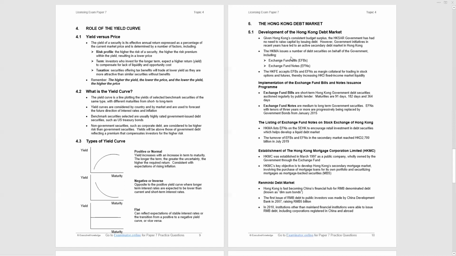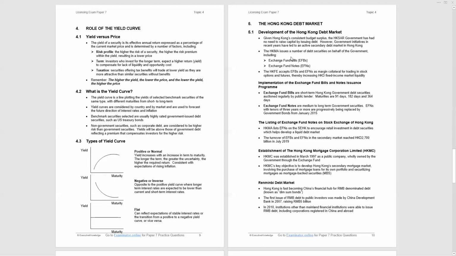So with the risk profile, the higher the risk of the security, the higher the risk premium, the higher the yield, and therefore the lower the price. Term: the longer the term, the higher the expected yield because money is being tied up for a longer period of time. We refer to that as liquidity risk.